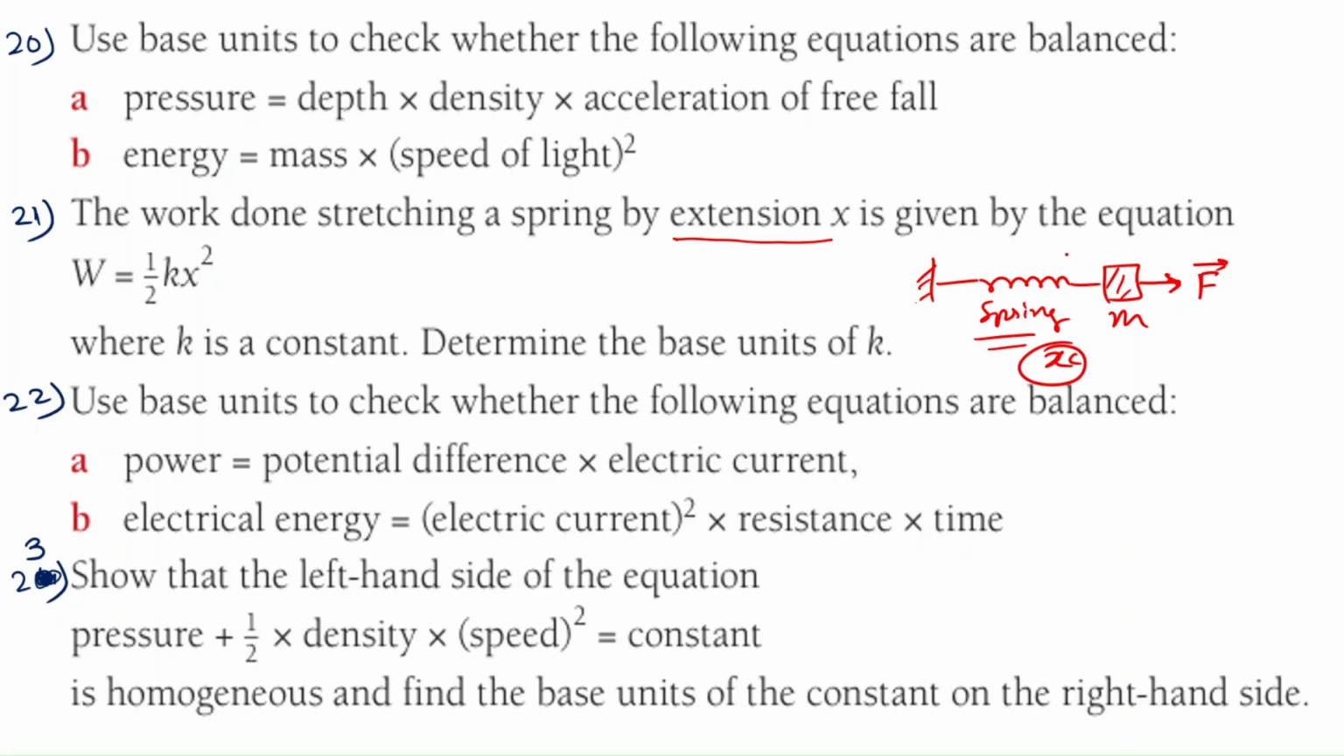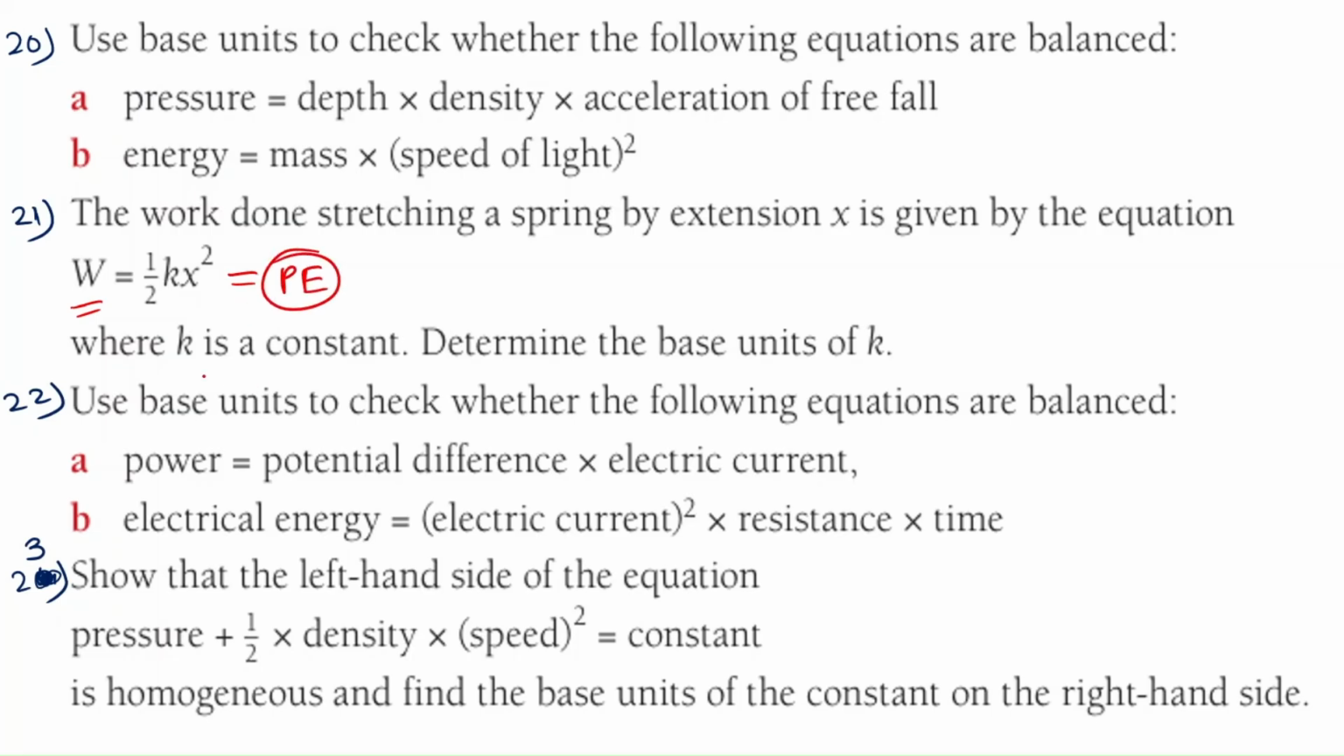Okay, let's see, this is zero or this is x. It is a stretch by x meter or centimeter, you can say, and the equation is given by this. This is the work done equation, half kx squared, or you can say potential energy as well, where k is a constant, and we need to determine the unit of k.